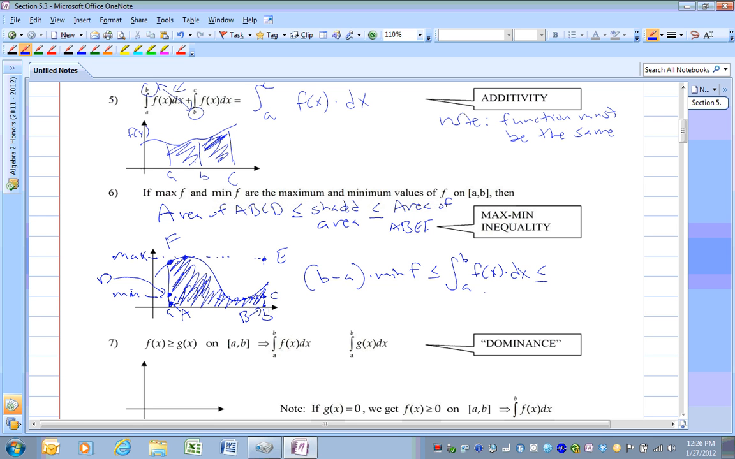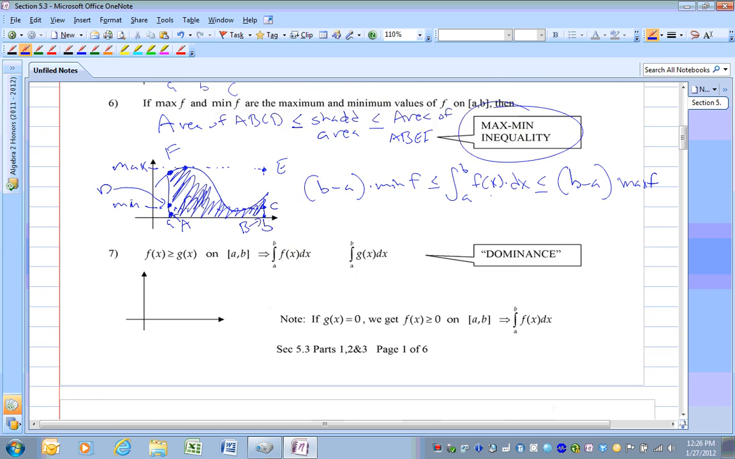Think about the integral as the area of the shaded region. And the area of the big rectangle, B minus A is your base, right, for the big rectangle? And your height? Max f, right? That's why it's called the max-min inequality. But again, it's still something you don't really use or see very much. So I just want to mention that.